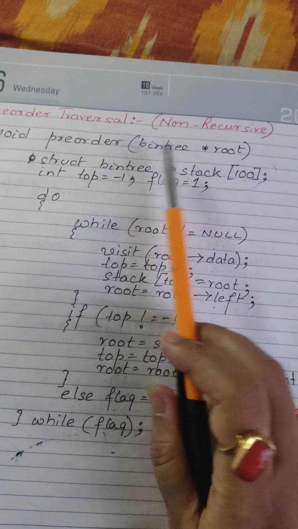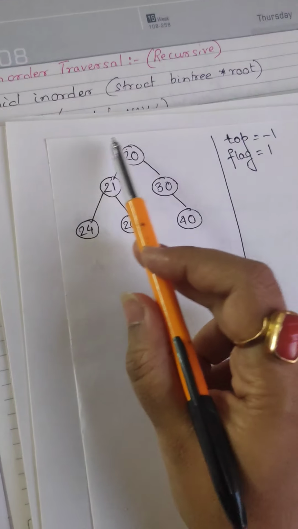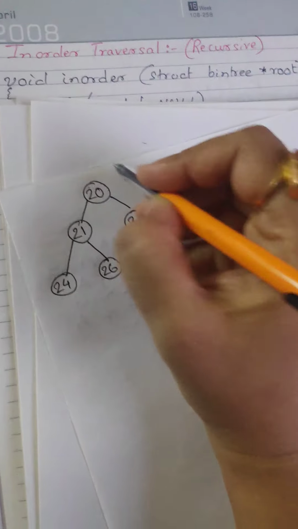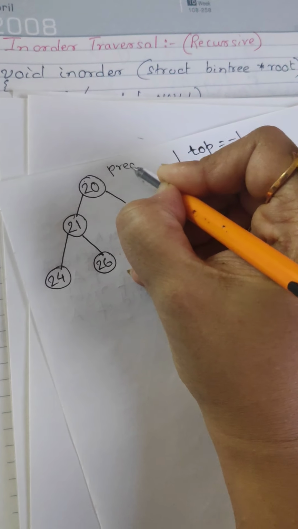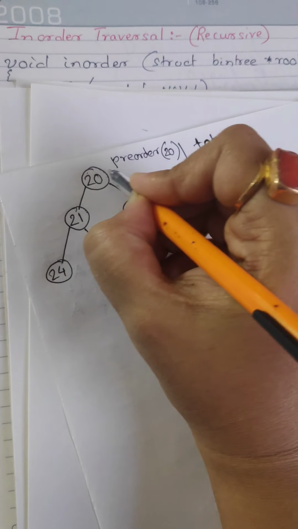The pre-order algorithm is called with the root of the tree. Now let us assume this is the binary tree. So when you call the pre-order algorithm, you are going to call it with the root node, that is 20 over here. This is the root node.